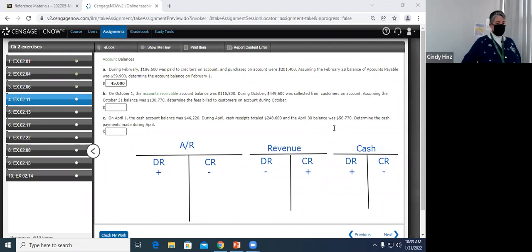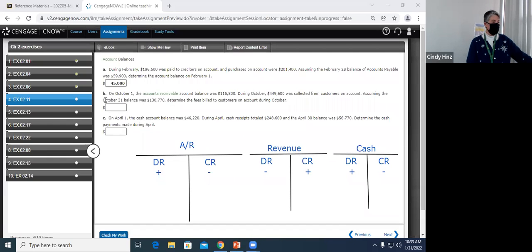I know that's true because revenue is on the credit or the right-hand side of the equation, and it increases our equity, so it has a normal credit balance. Cash is on the left-hand or debit side of the equation. It's an asset, so it has a normal debit balance. So let's read what happened here. Everybody with me so far?